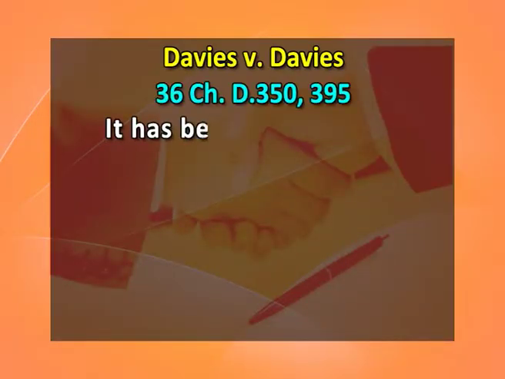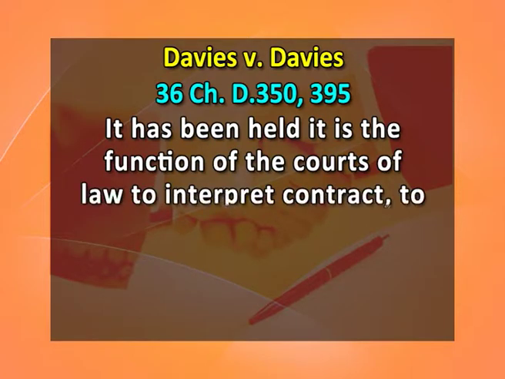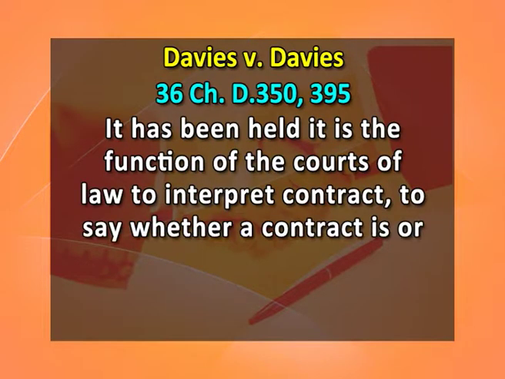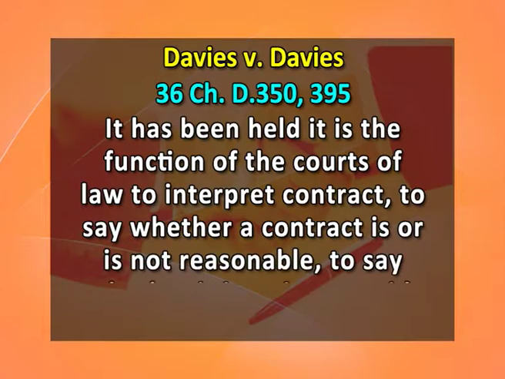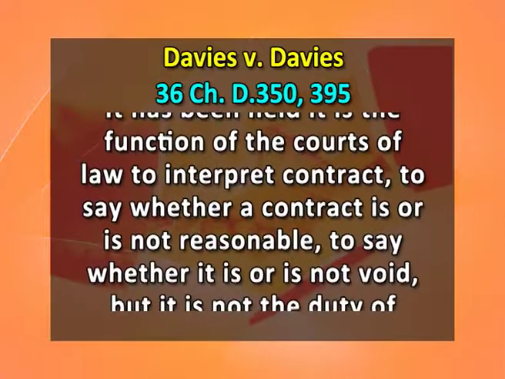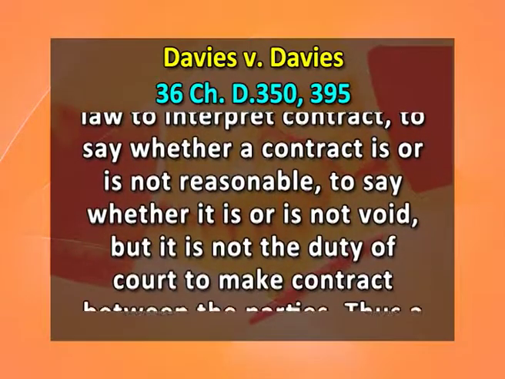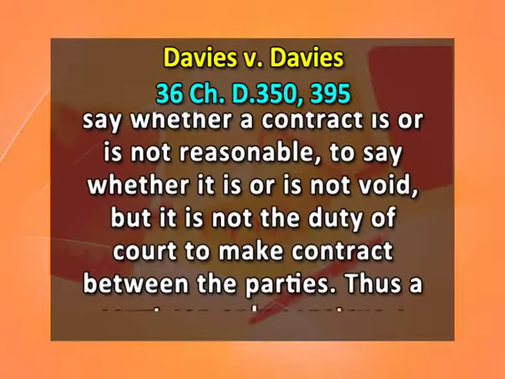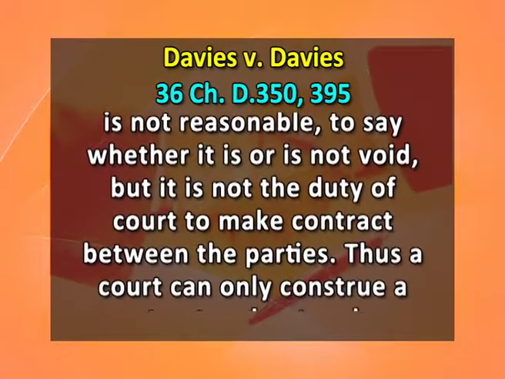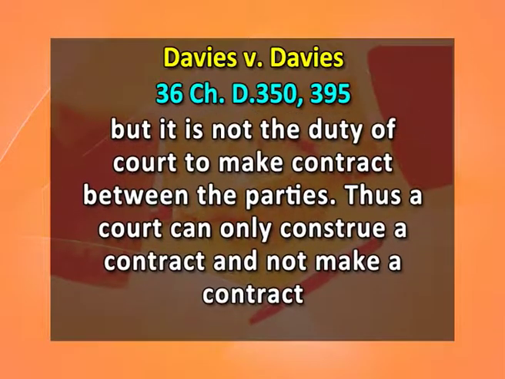In the case of Davies versus Davies, it has been held that it is the function of the courts of law to interpret a contract, to say whether a contract is or is not reasonable, to say whether it is or is not void. But it is not the duty of the court to make a contract between the parties. Thus, a court can only construe a contract and not make a contract.